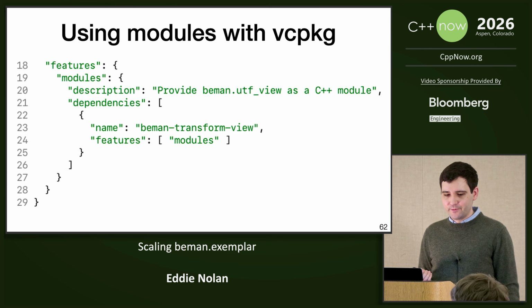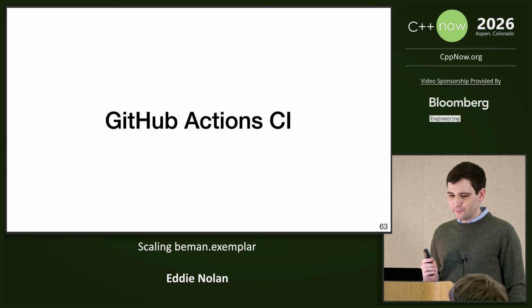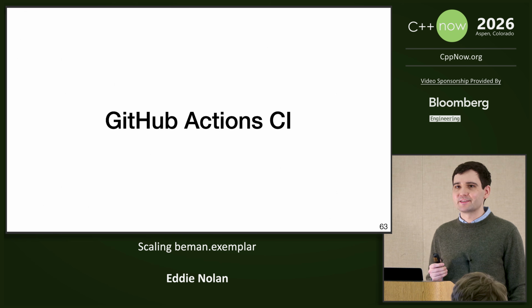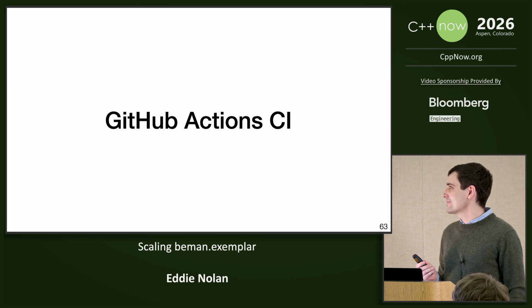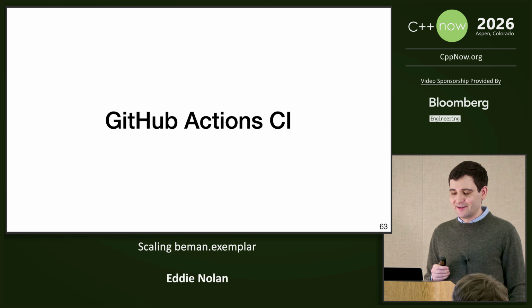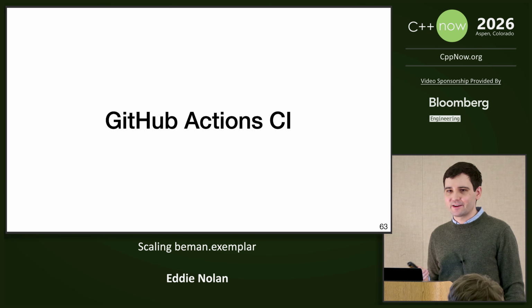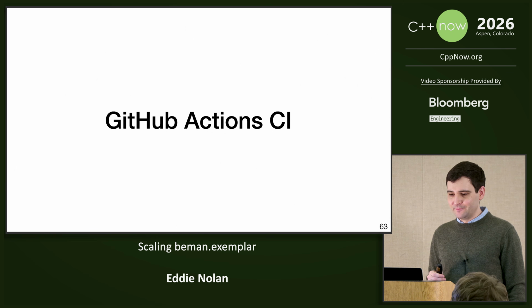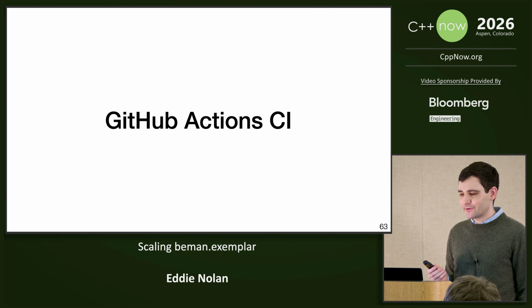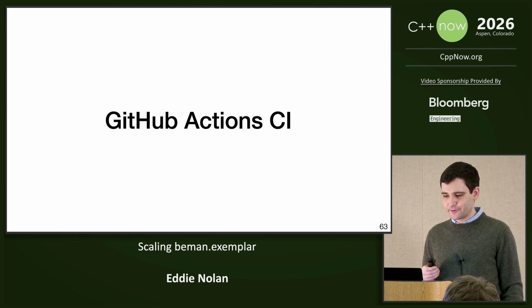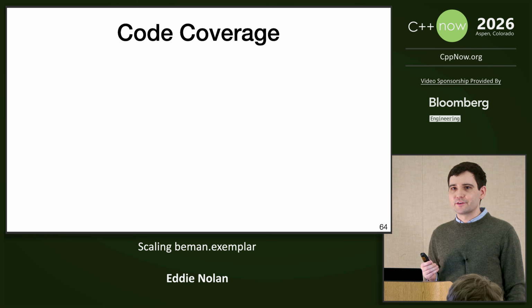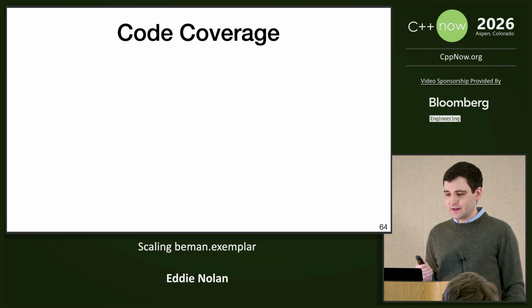Okay, so moving on from modules, we're now going to get into the GitHub Actions CI. So this is probably the biggest part of the talk. We've done a lot of work to make sure that the CI process for Beman libraries is checking all of the things that we want to check. Before I get into the build and test workflow, a couple of other things that the CI does: it gives you code coverage. So we use this service called Coveralls.